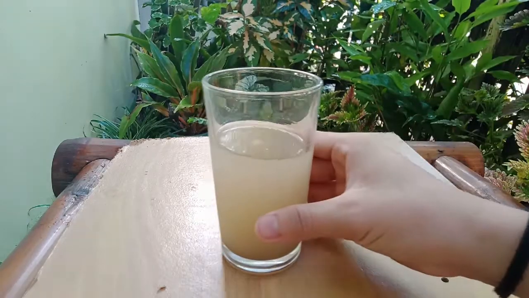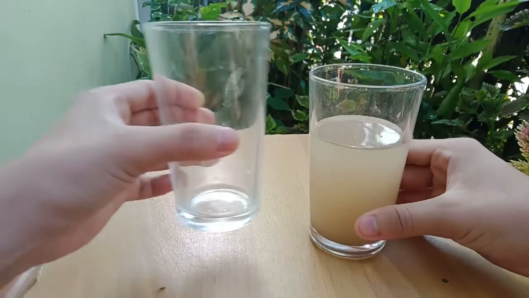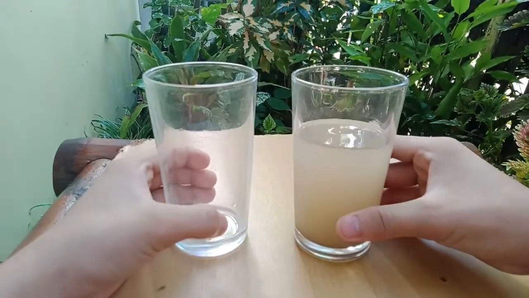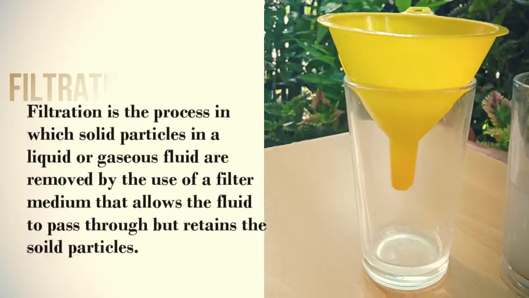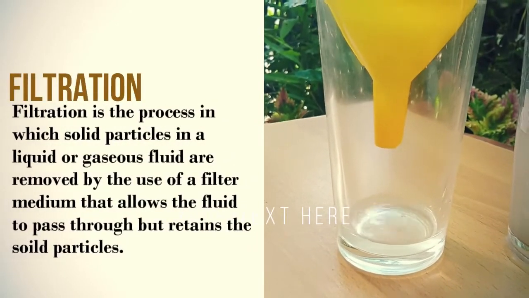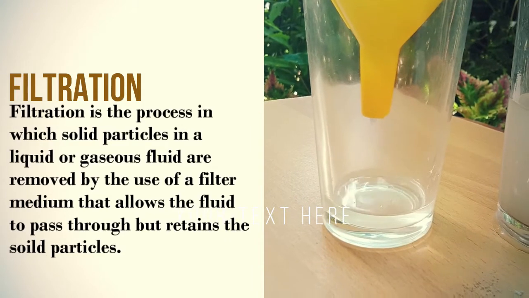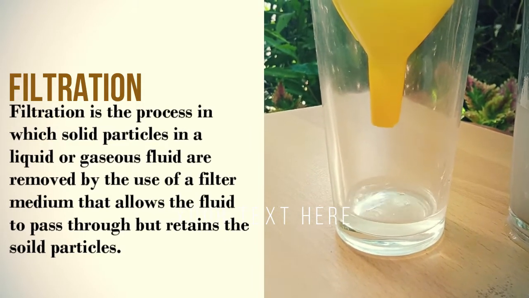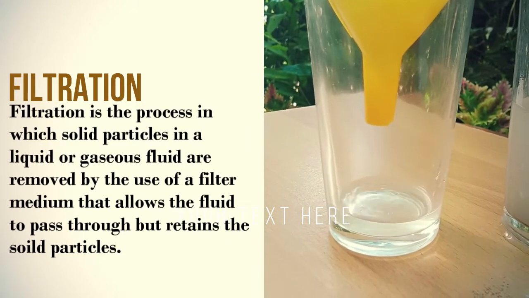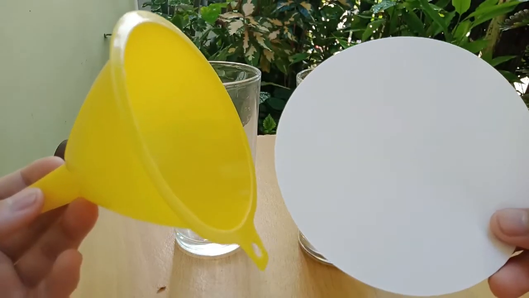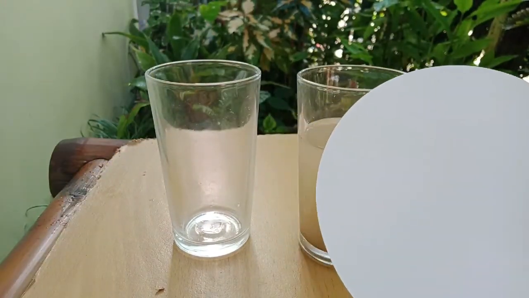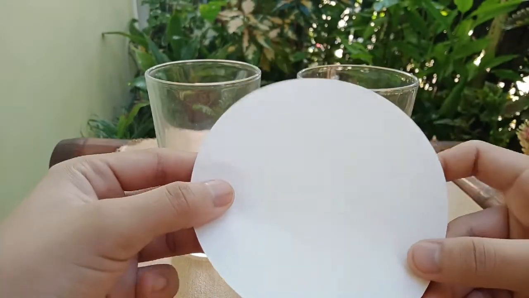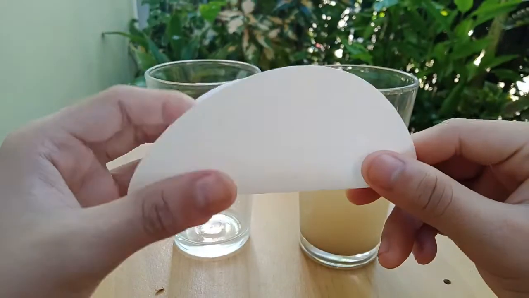After decantation, we still need to remove the remaining small sand particles from the water through a filter medium. Filtration, the process in which solid particles in a liquid or gaseous fluid are removed by the use of a filter medium that allows the fluid to pass through but retains the solid particles. So now, we are going to use a filter paper with the help of a funnel. This is how you fold and use a filter paper.